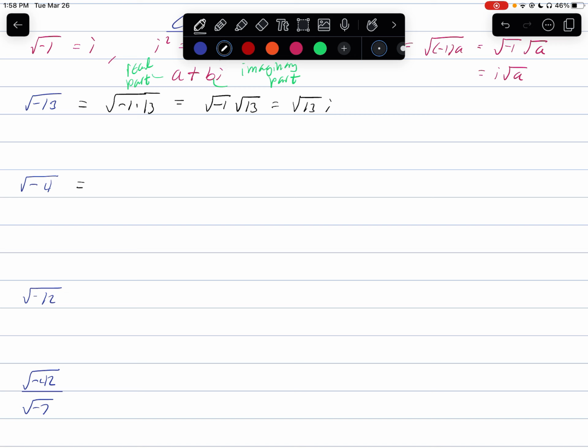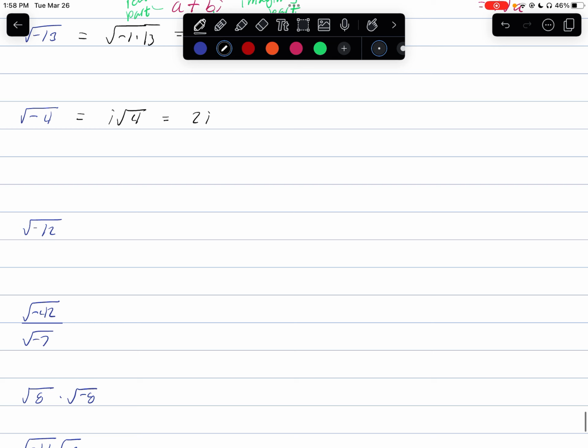Similarly here, we can have i times the square root of 4, which is just 2 times i. So these are really quite simple. These are going to go about how you'd expect them to go.